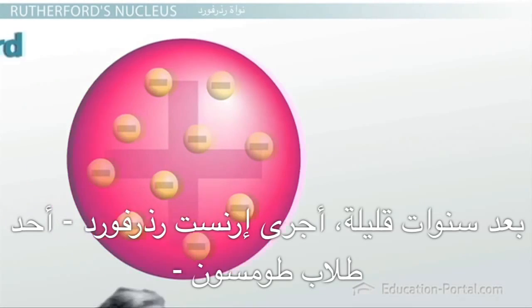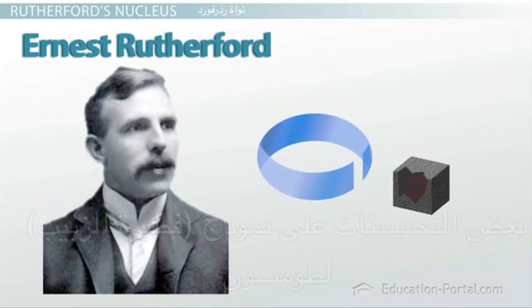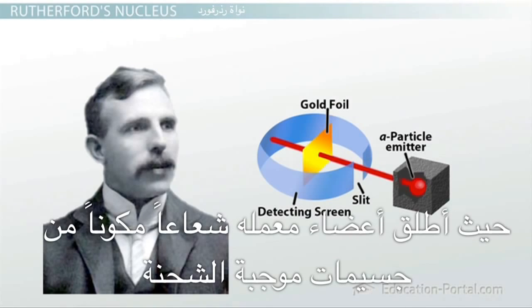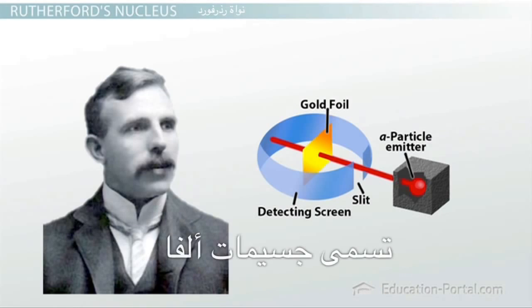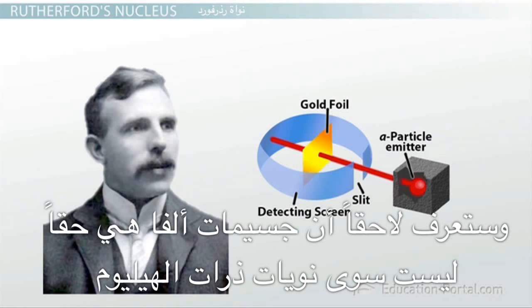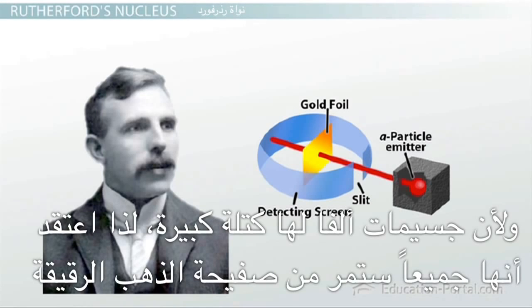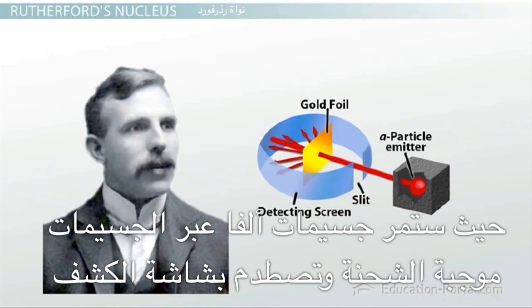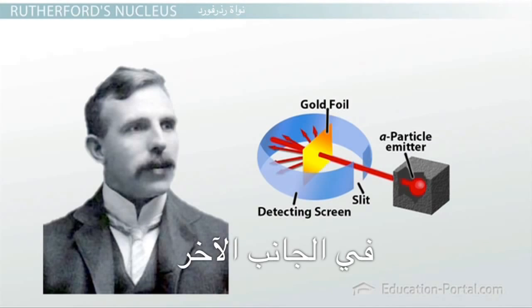A few years later, Ernest Rutherford, one of Thompson's students, did some tests on Thompson's plum pudding model. The members of his lab fired a beam of positively charged particles called alpha particles at a very thin sheet of gold foil. Later on, you'll learn that alpha particles are really just the nuclei of helium atoms. Now, because these alpha particles had so much mass, he fully expected that all of the alpha particles would go right through the thin gold foil. This is because if Thompson were correct about the plum pudding model of the atom, the alpha particles would just go through the positively charged matter and hit the detecting screen on the other side.